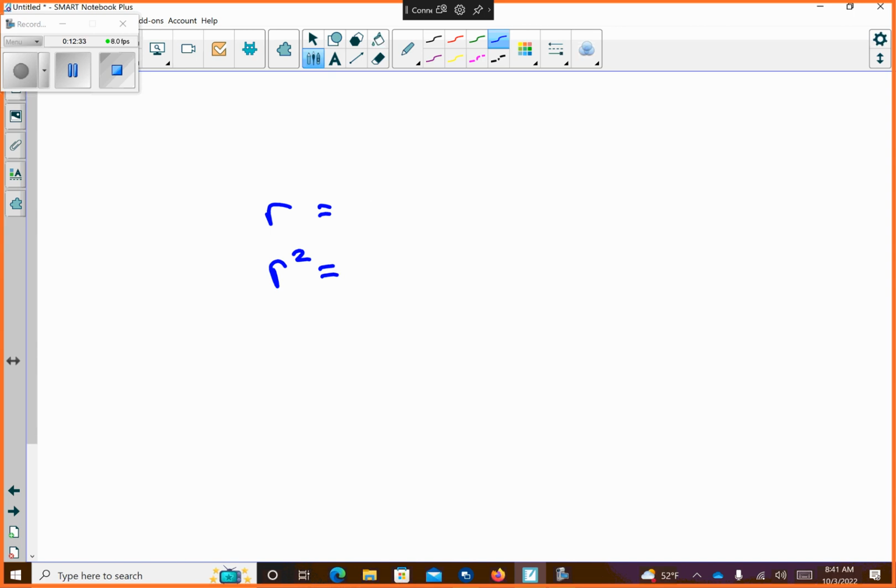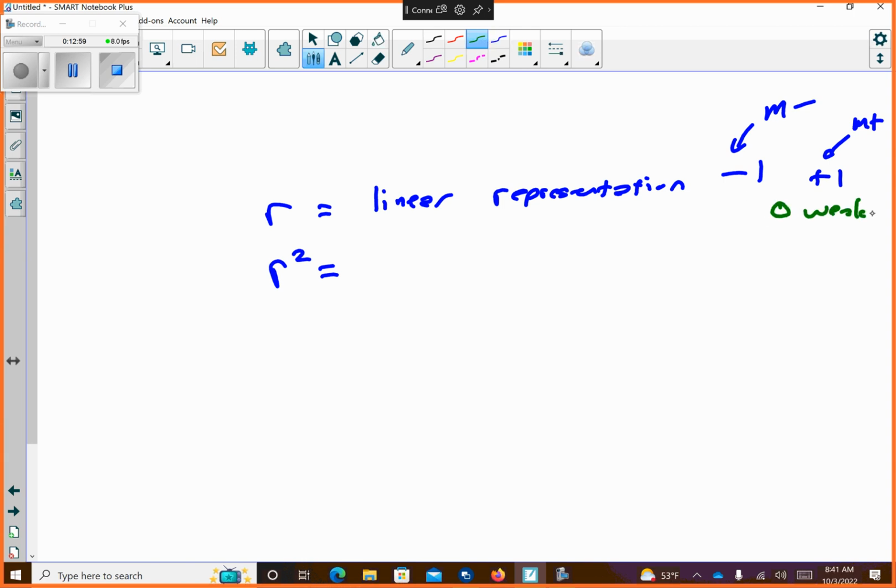And the R value is a linear representation. So if you're at -1, it means I have a negative slope. If I'm at +1, it means I have a positive slope. Okay, and you can have anything in between. If you have something that's close to 0, 0 is very weak, as far as your data. 0 means your linear correlation, a one-dimensional representation of your data, is all over the place.